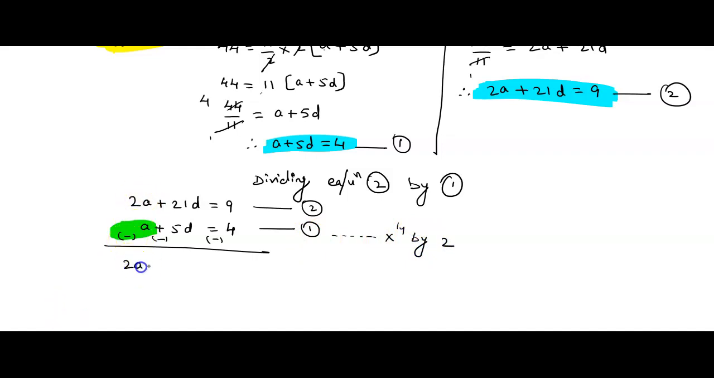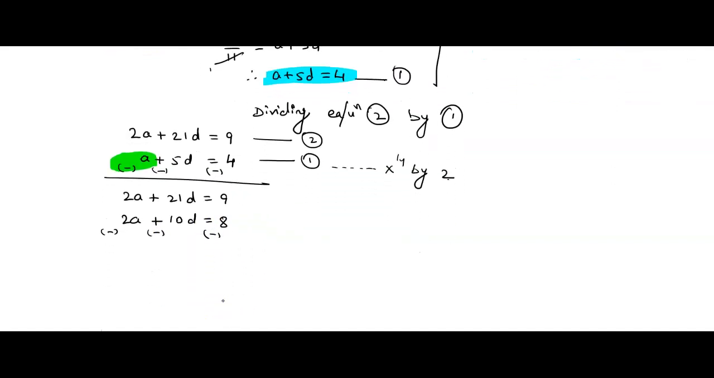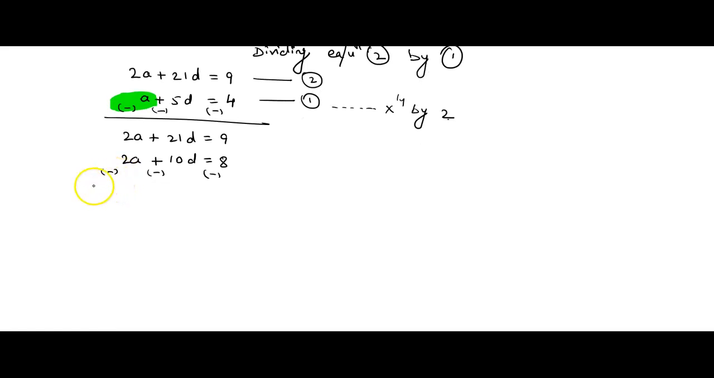So now we can see here 2a plus 21d is equal to 9. Multiply this 2 with this a. 2 into a is 2a plus 2 5s are 10d is equal to 2 4s are 8. Now we can see here minus, minus, minus. So this type of method is called the elimination method. I hope you have already done the elimination method in pair of linear equations. Now plus 2a minus 2a get cancelled. 21 minus 10. What is 21 minus 10? That is 11. d is equal to 9 minus 8, which is 1.